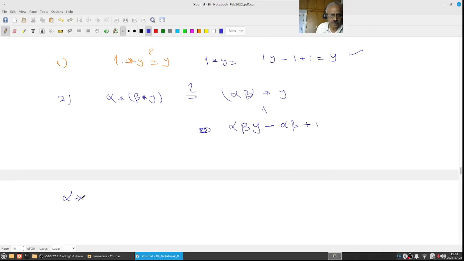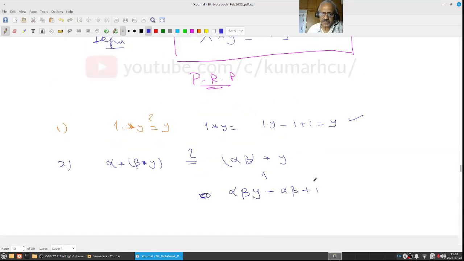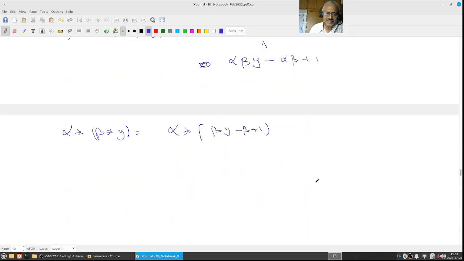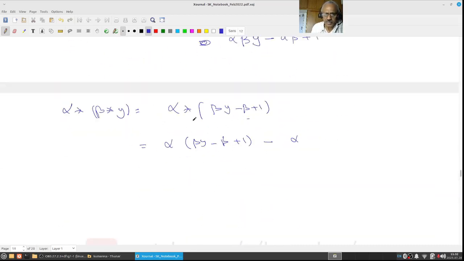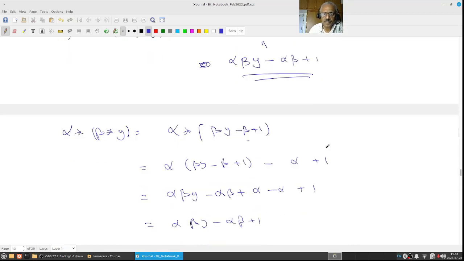But what is alpha star of beta star of y? This is alpha star of, what is beta star of y? That is beta y minus beta plus 1. Right, what is this by definition? This is alpha of this number, beta y minus beta plus 1, minus alpha, plus 1, that is alpha beta y minus alpha beta plus alpha minus alpha plus 1, that is alpha beta y minus alpha beta plus 1. Do you check this? They are the same, right?